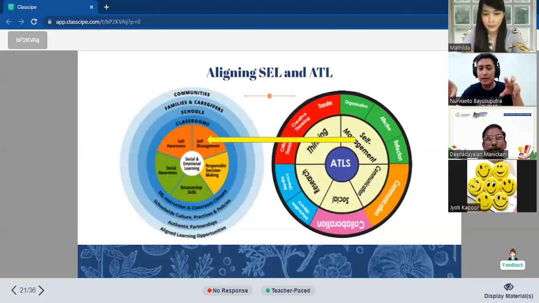Basically, self-management is present in both skill sets. Organization, affective skills, and reflection skills are part of the ATL self-management, which is also in line with the self-management in social and emotional learning. So if you have embedded self-management as part of your lesson plan for your ATL, that means you can also put self-management as your SEL skill for that particular lesson. Okay, all right, next one.